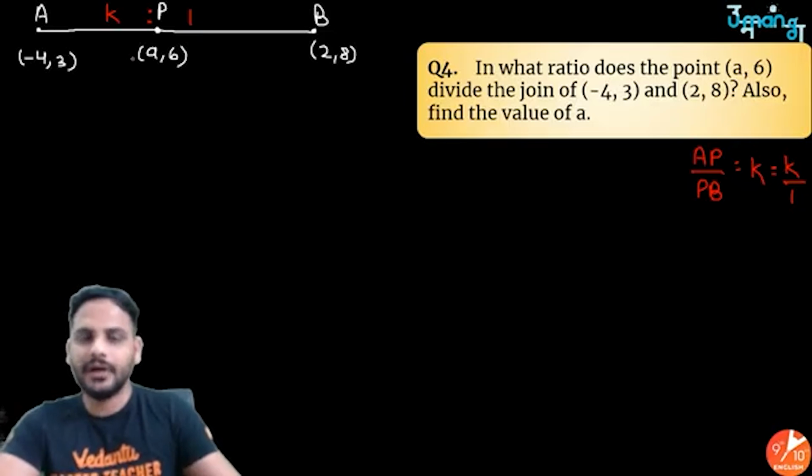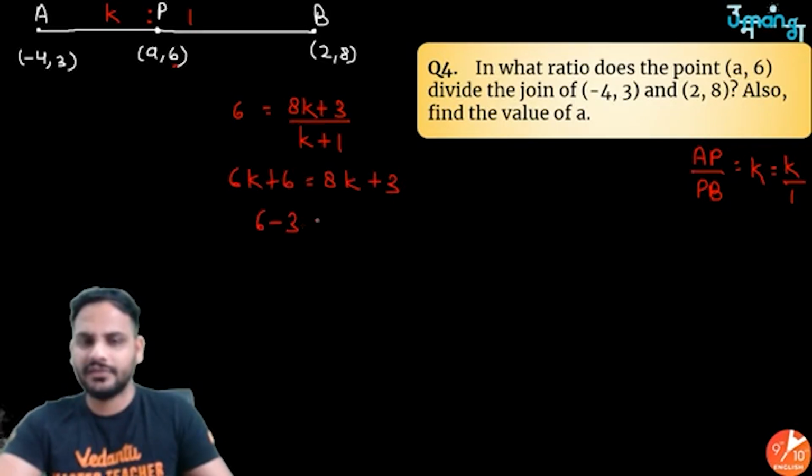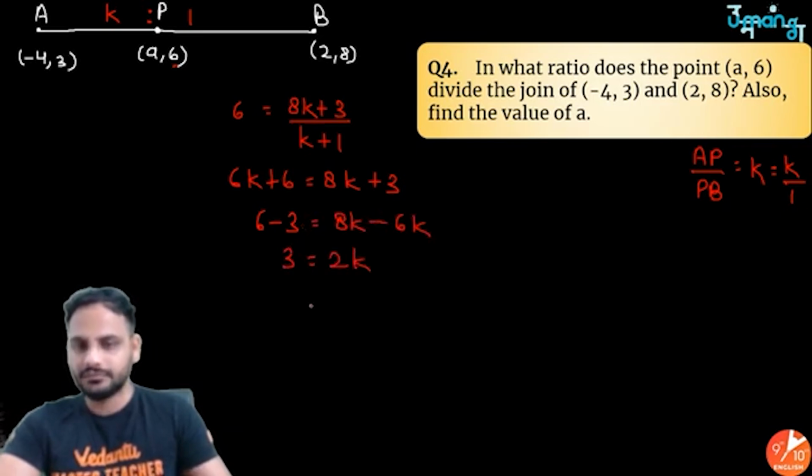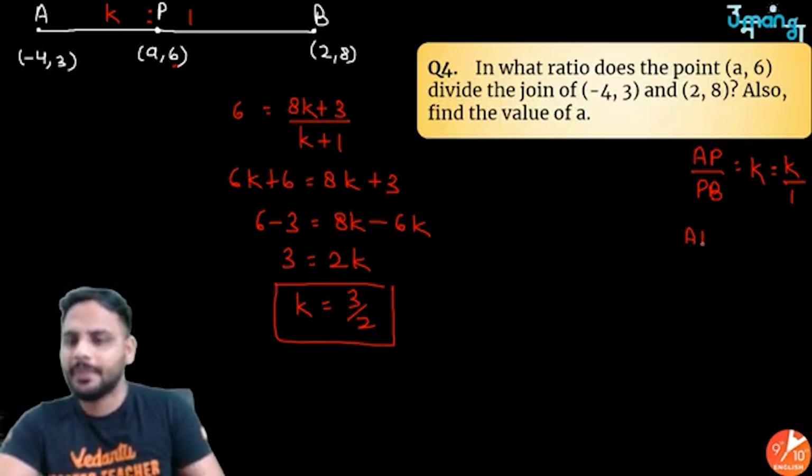Now the x coordinate of P we don't know, but we know the y coordinate. So we'll use the y coordinate equation. 6 is equal to (k into 8 is 8k plus 1 into 3 is plus 3) divided by (k plus 1). Shift k plus 1 over there. So 6k plus 6 is equal to 8k plus 3. Shift 6k over there, 3 over there. So 6 minus 3 is equal to 8k minus 6k. So 3 is equal to 2k, k is equal to 3 by 2. K is equal to 3:2. That means AP upon PB is equal to 3:2.